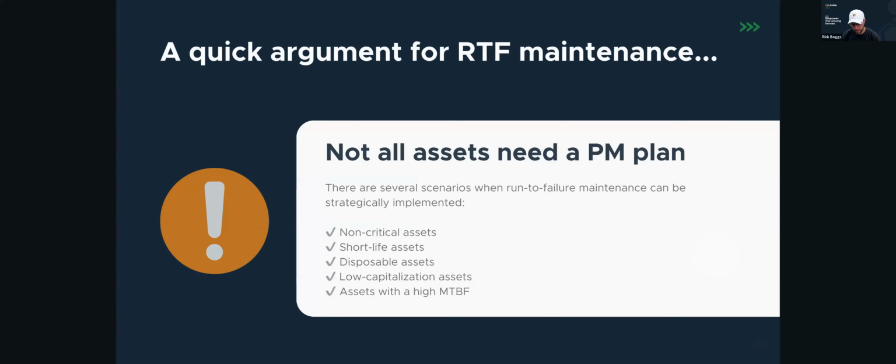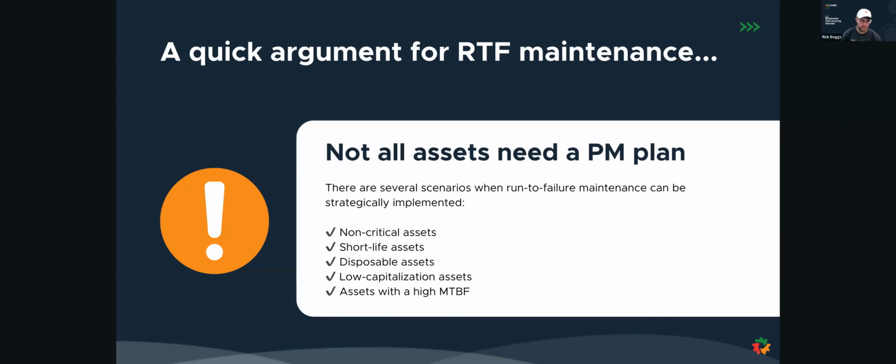So a quick argument on the run to failure part: not all equipment or assets need to have a preventive maintenance plan. So we just want to add this caveat here. There are several reasons why we would actually want to have a run to failure maintenance strategy. If these are non-critical assets that have a short lifespan, maybe they're disposable or they don't actually cost that much. So assets that would cost you more in labor to maintain them than it would be to just let them fail and replace them. It's just going to be a cheaper and more cost-effective route that way.